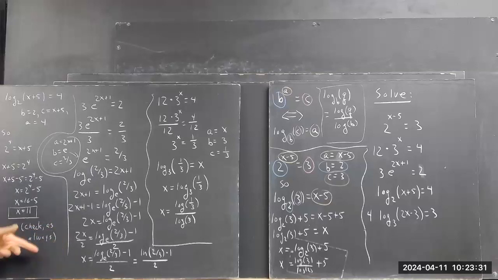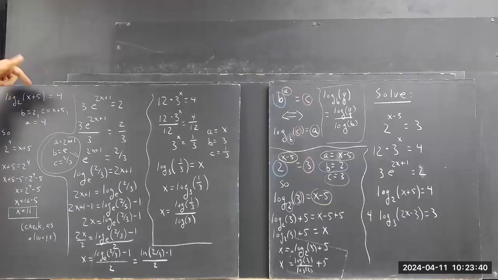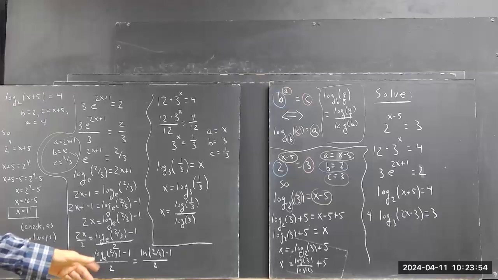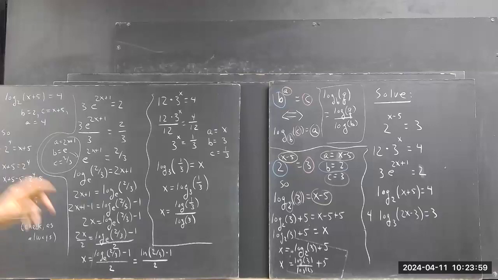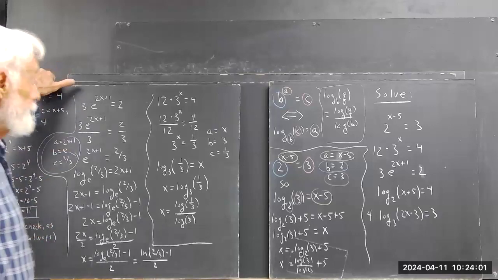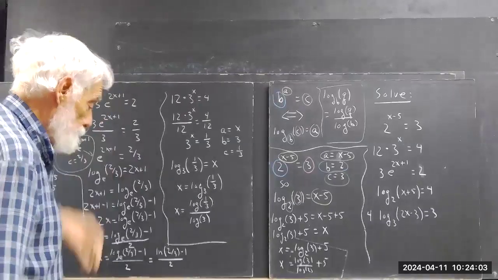We check this as we always do. If we plug 11 back in here, we get log base 2 of 11 plus 5, which is 16. Log base 2 of 16 is 4. And since 2 to the 4th equals 16, that's what we saw. If they don't check out, make sure the rest of these check out. It's possible I made a mistake. I haven't done the check. I'll leave that to you.